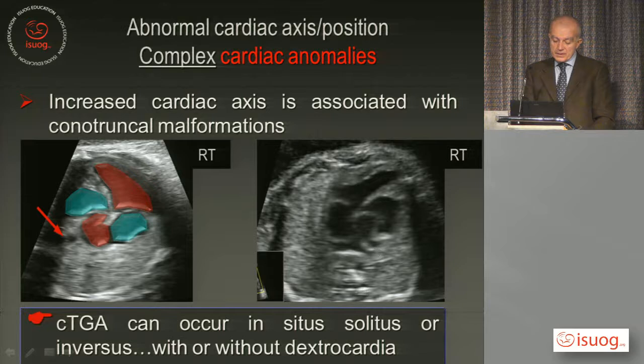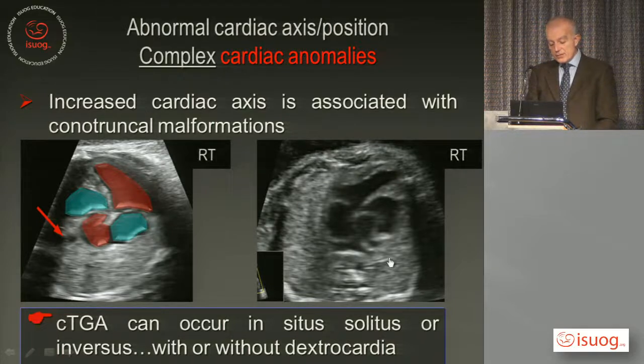However, you see here, as I was telling you, corrected transposition can occur in situs solitus or inversus, with or without dextrocardia. So it's not quite easy to tell what is left or what is right, if it's situs inversus or if it's isolated dextrocardia with corrected transposition.